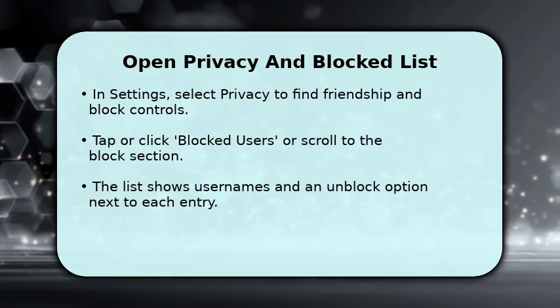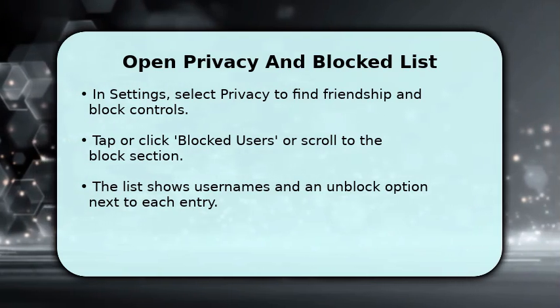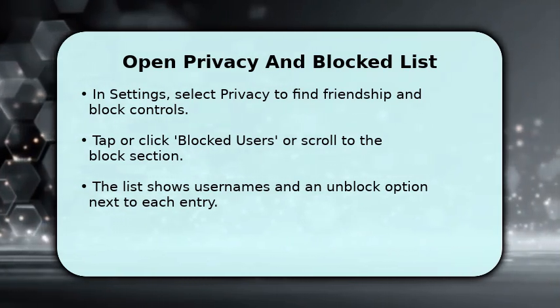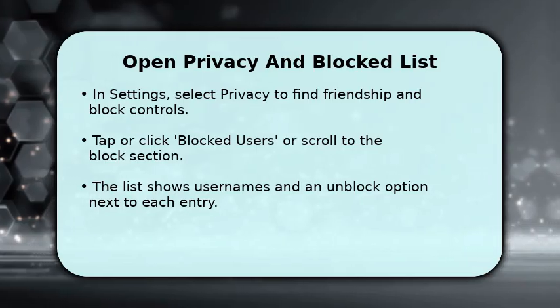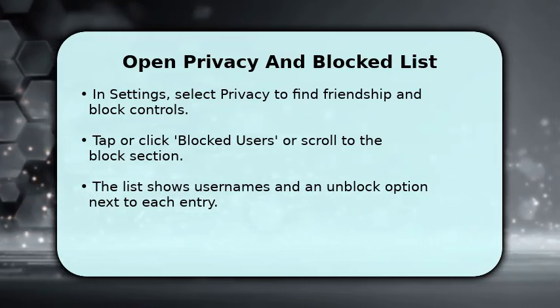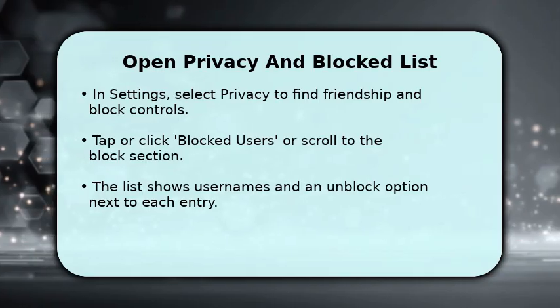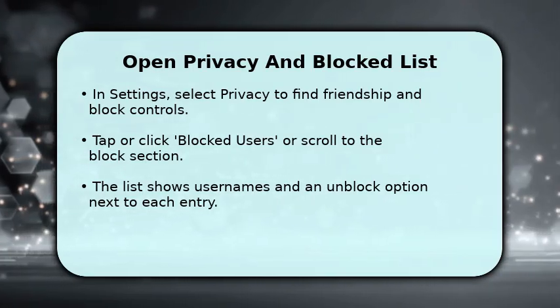Once in settings, switch to the privacy tab to access block controls. Roblox groups connection options and blocked users here. Scroll until you see a blocked users section or similar label. On web, it's a clear list. On mobile, it may be nested under account settings.